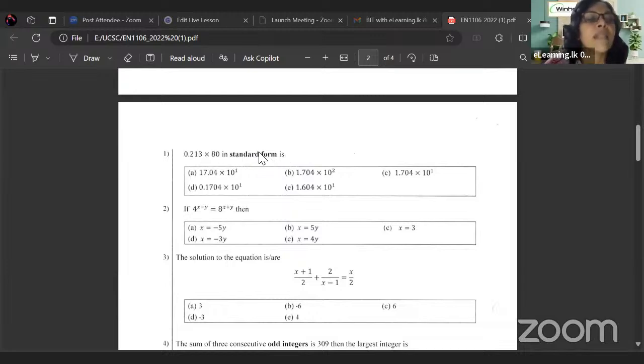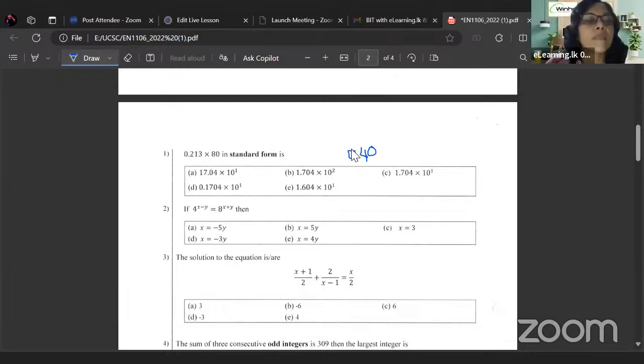Now, if you look at the first one, 0.213, it is not in the standard form. And also, you should multiply it by 80. When you multiply this by 80, what's the result? You just add 0 to the end of the number, then multiply it by 8. 8 into 3, 24. Right? 8 into 1, 8 plus 2, 10.